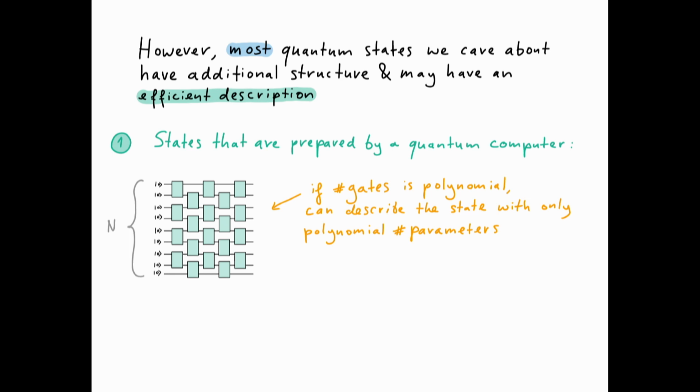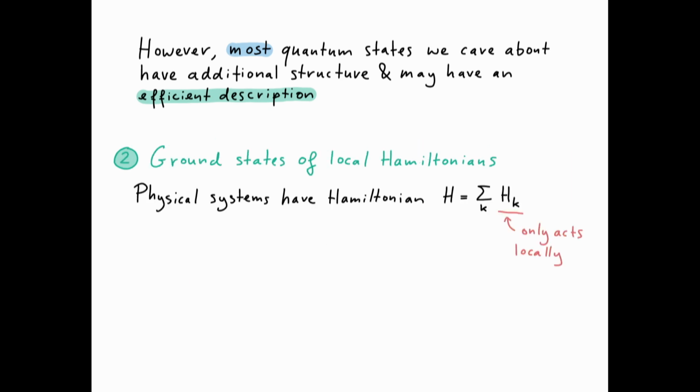So a first clear example are states that are prepared by a quantum computer, in which case, if we have a polynomial number of gates that prepares a certain state, then these gates, which each only have a few parameters, give me a nice efficient description of the state, right? But there's another important class of states which I care about for this talk, which are states that occur in many-body physics, which are ground states of local Hamiltonians.